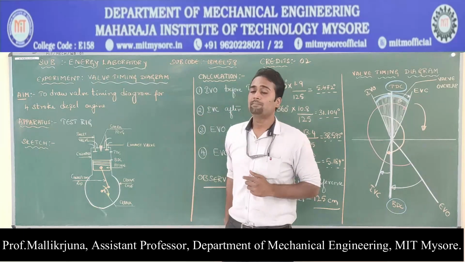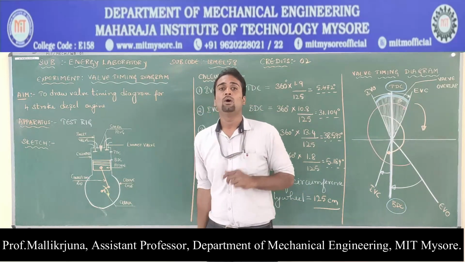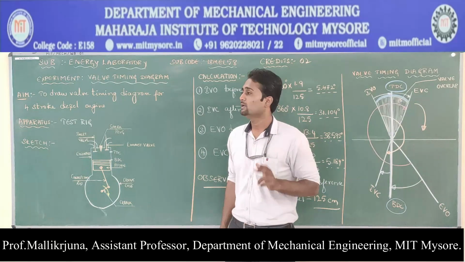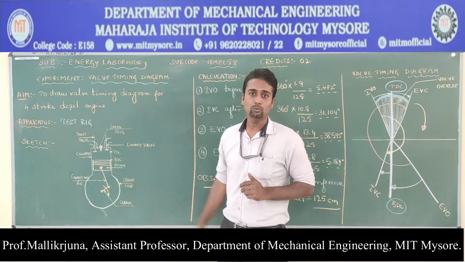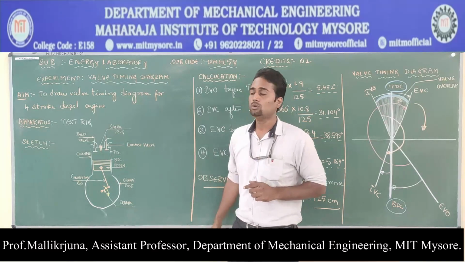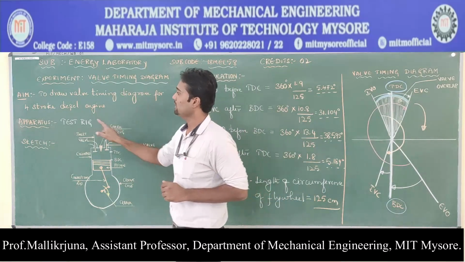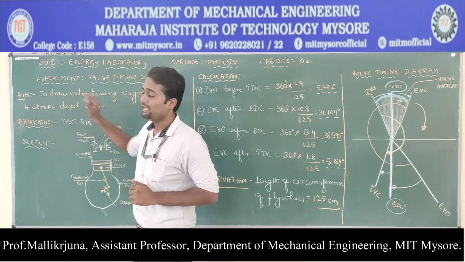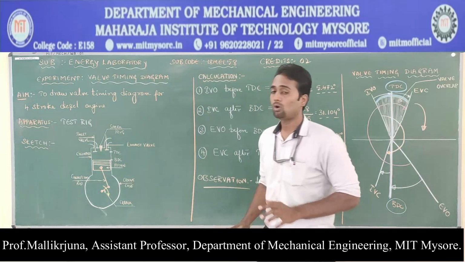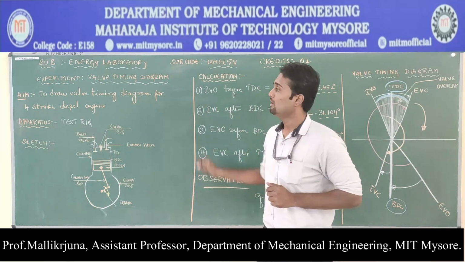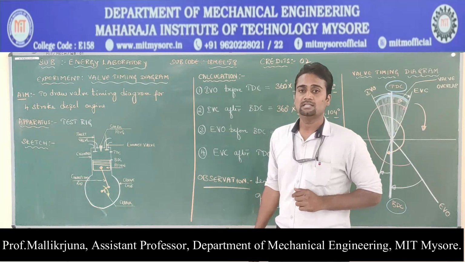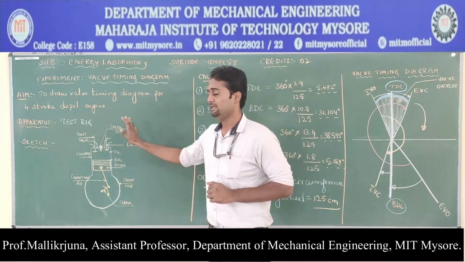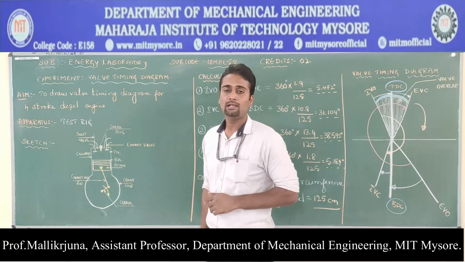Our experiment name is valve timing diagram. Valves come into picture only when we will be dealing with 4-stroke engines. That means I need to look onto one such 4-stroke engine. Here I will be looking on 4-stroke diesel engine. So my aim in the experiment is to draw the valve timing diagram for a given 4-stroke diesel engine. The apparatus that I am going to use is the test rig only. Apart from that, I don't need anything.